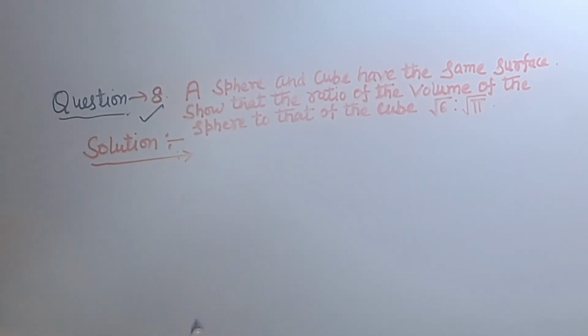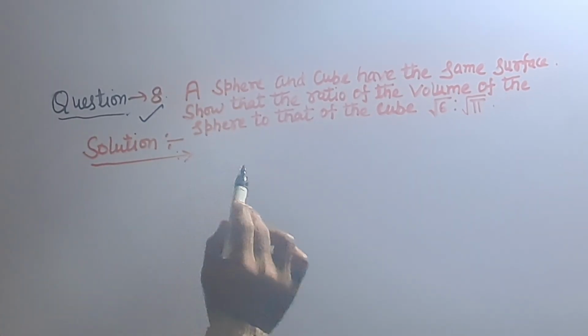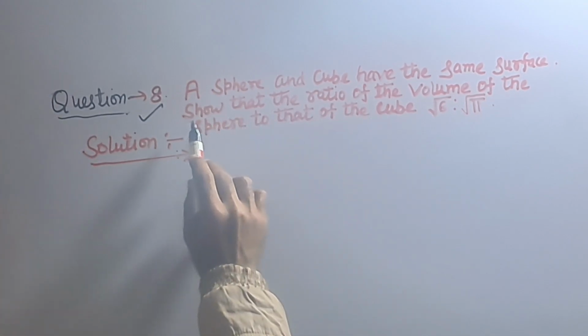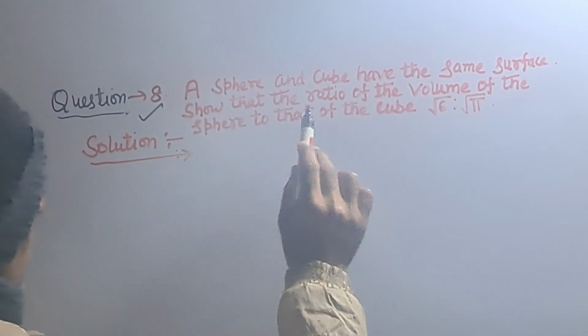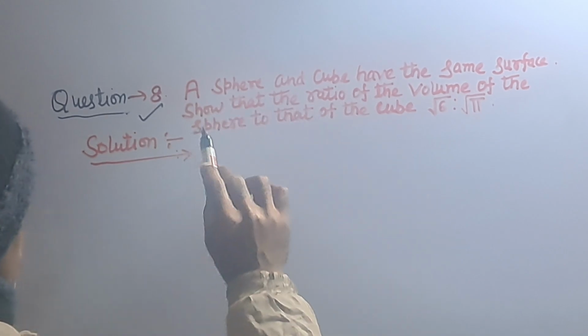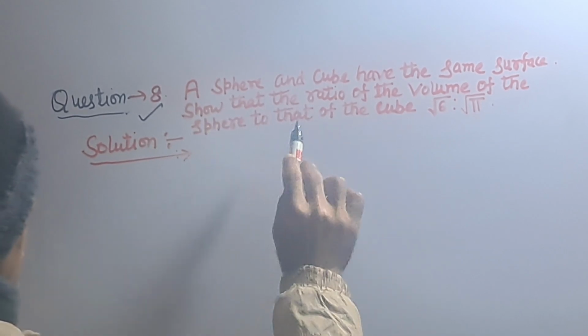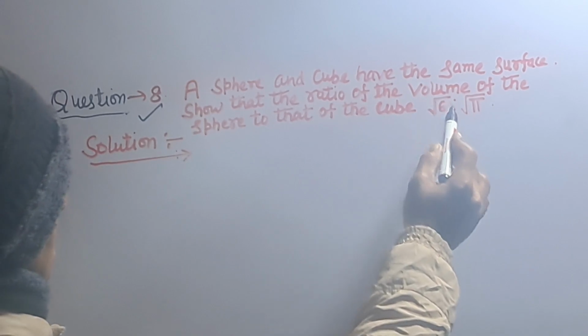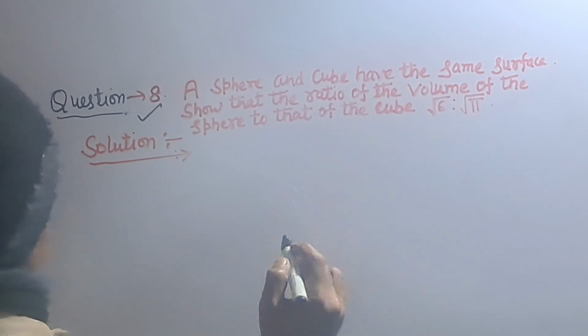Question number 8. A sphere and cube have the same surface area. Show that the ratio of the volume of the sphere to that of the cube is root 6 ratio root pi.